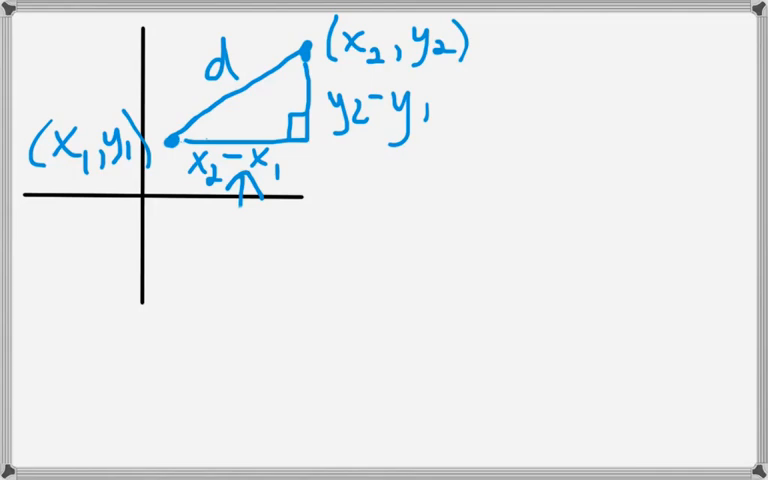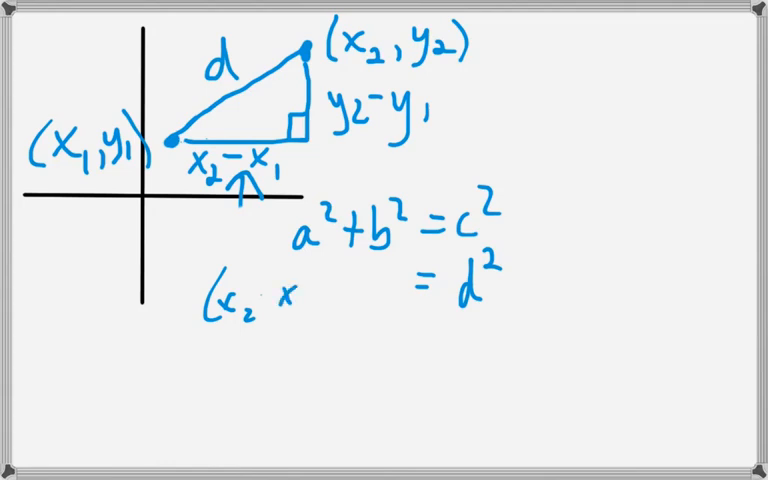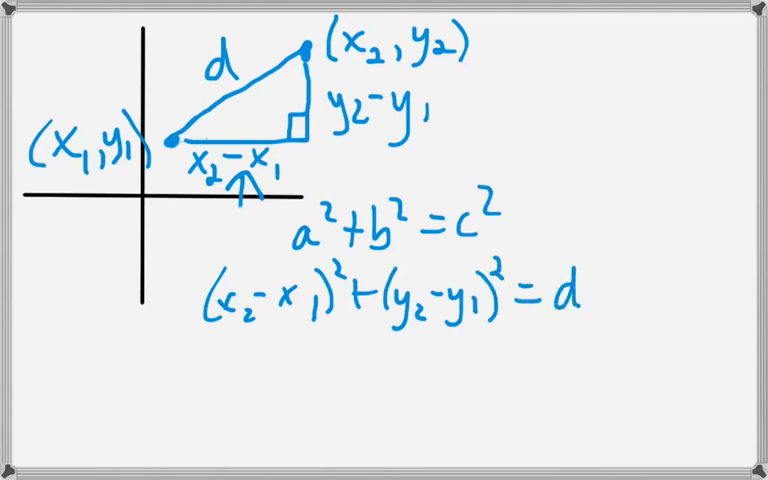Now if we use our Pythagorean theorem, c is the hypotenuse. Our hypotenuse we call d. And then legs a and b here are given by x2 minus x1 and y2 minus y1. So we can replace a and b with each of those.